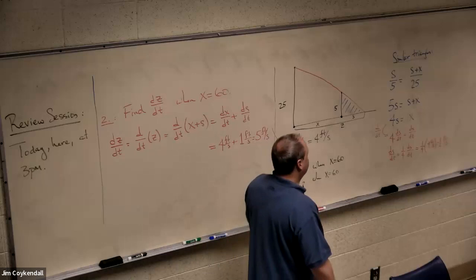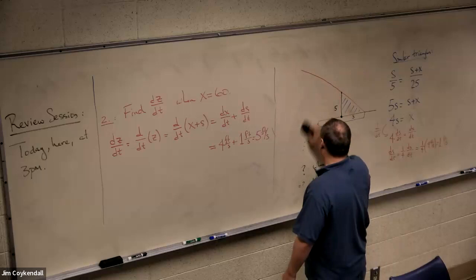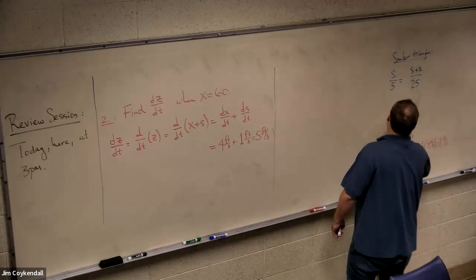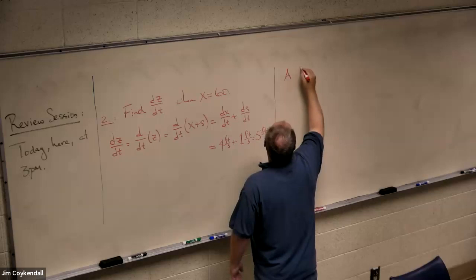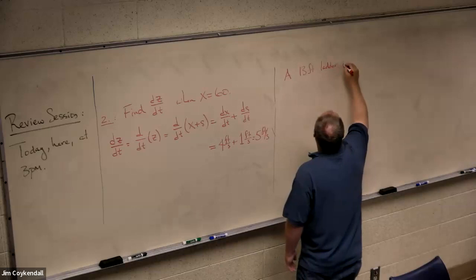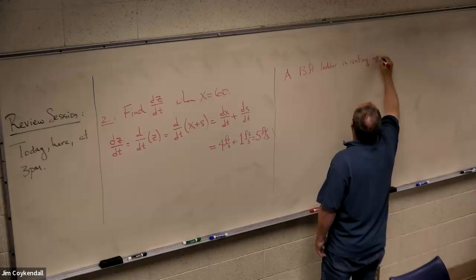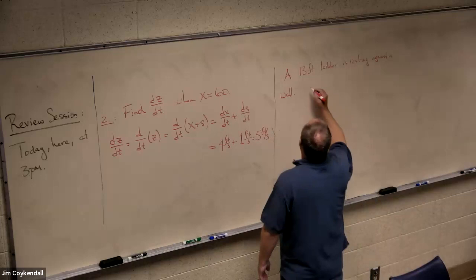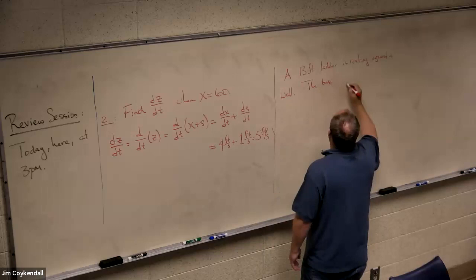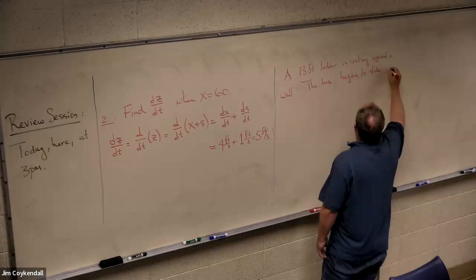Let's look at another one. How many of you have ever seen this happen? I want to talk about this problem, and then I'm going to talk about the flaw in it. A 13-foot ladder resting on a straight vertical wall. It begins to slide and you see the base begins to slide at a constant rate.